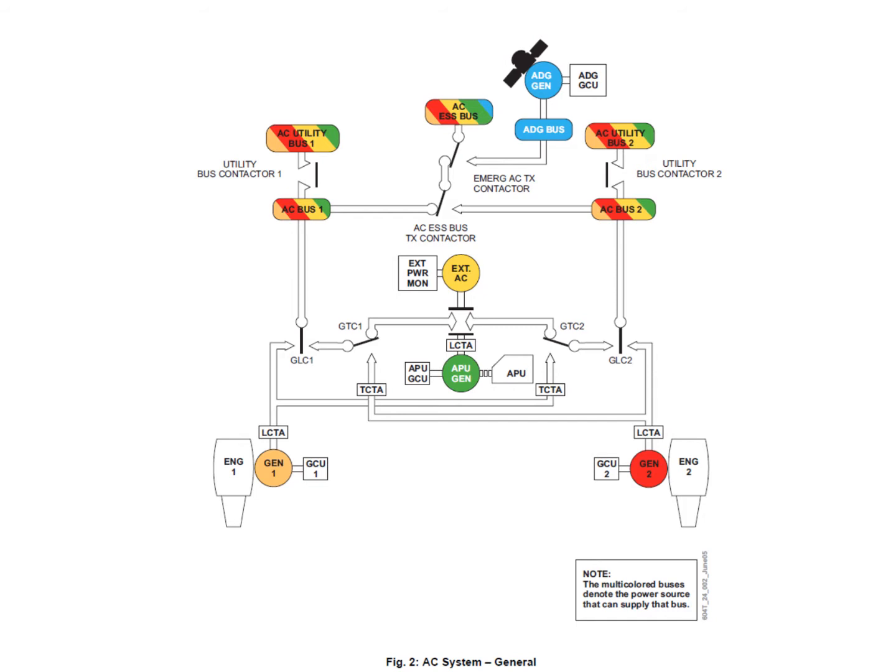So starting off with the generator line contactor, obviously we've got two of them, GLCs 1 and 2. The GLC has three positions: the off position that's shown in the picture, the generator position, and the transfer position. So when it's in the generator position, it connects its respective generator up to the respective AC main bus.